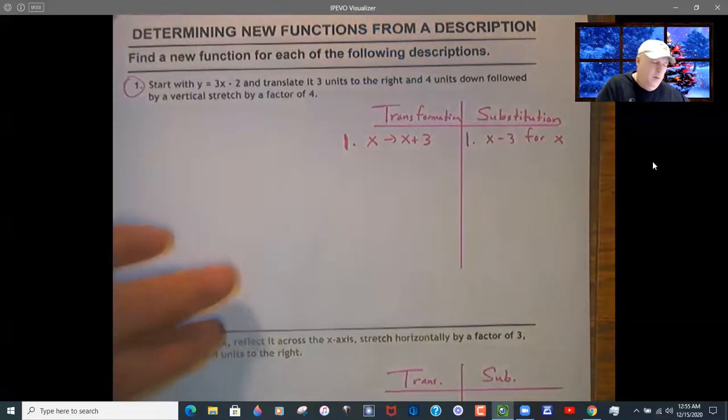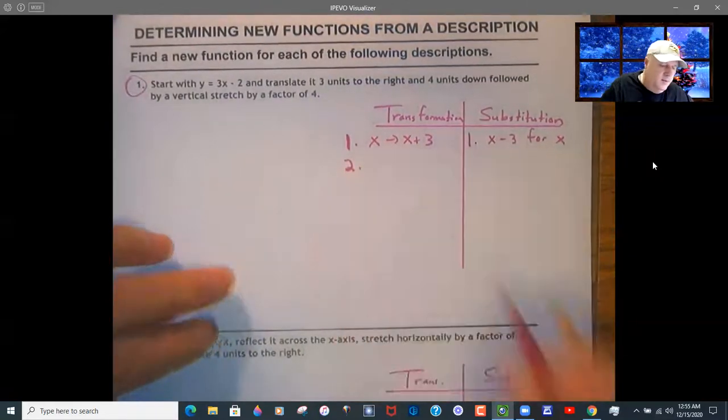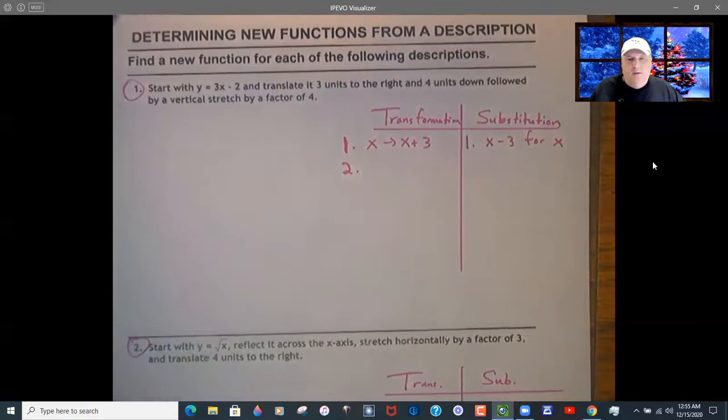Now, it's real important that you do this table because this is going to save you a lot of grief. So here's the idea. You've got this 3 units to the right. All the x's go 3 units to the right. So when you substitute in, you substitute the inverse expression. So instead of x plus 3, x minus 3. And then if it's an x substitution, you'll have simplifying to do on the x side.